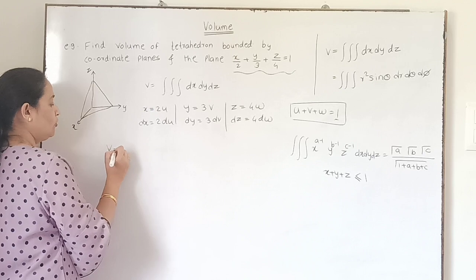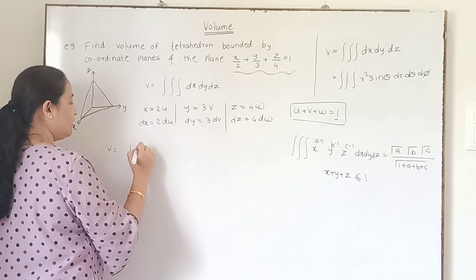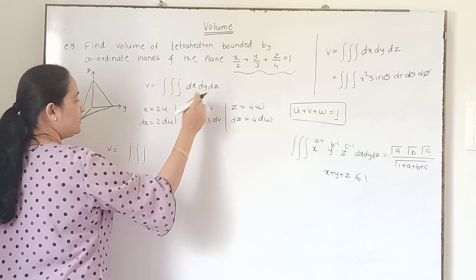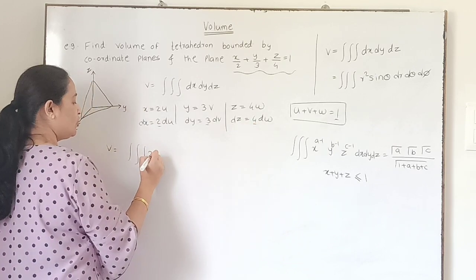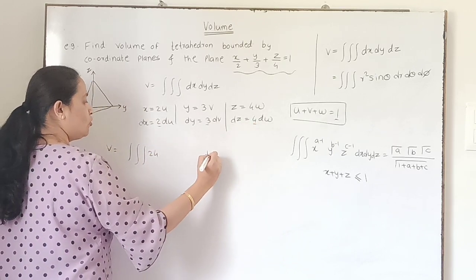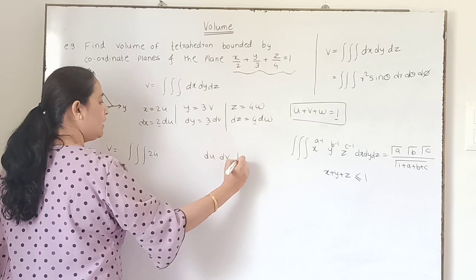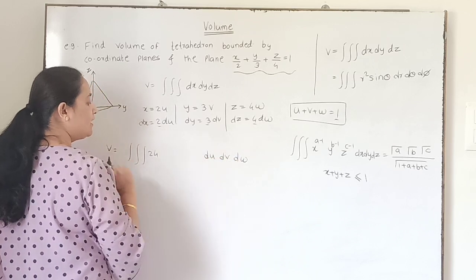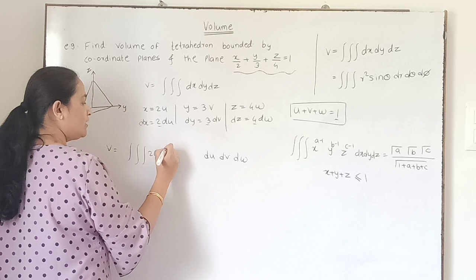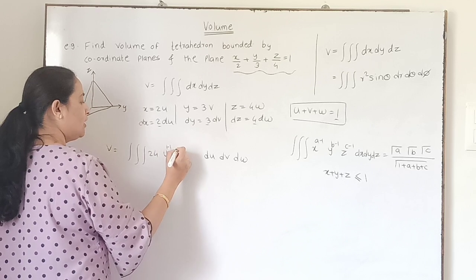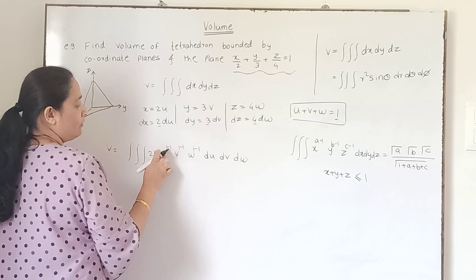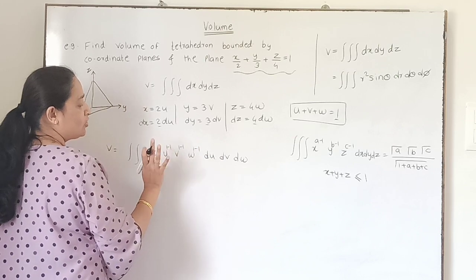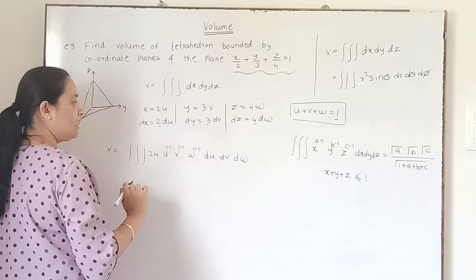Therefore, your volume will be, if I substitute the values, dx dy dz, that is 2 into 3 into 4, that is 24 du dv dw. If you observe, we don't have anything here. So can I write this as u raised to 1 minus 1, v raised to 1 minus 1, w raised to 1 minus 1? 1 minus 1 is 0 and anything raised to 0 is 1. So we have not made any change.